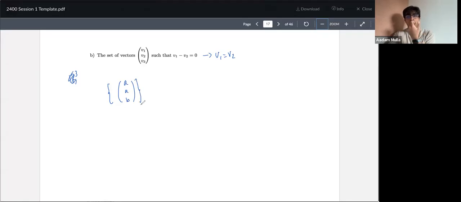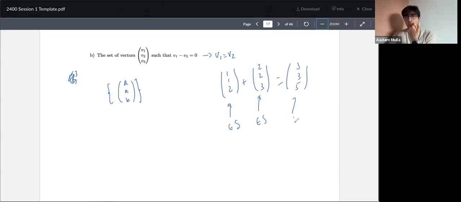So let's do an example. What's an example vector in there? 1, 1, 2. This belongs to our subspace. Let's do another one, 2, 2, 3. This also belongs to our subspace. Then I add these vectors: 1 plus 2 is 3, 1 plus 2 is 3, 2 plus 3 is 5. This also belongs to the subspace, because the first 2 elements are the same. So intuitively, it looks like it's going to be a good subspace, but let's prove it.